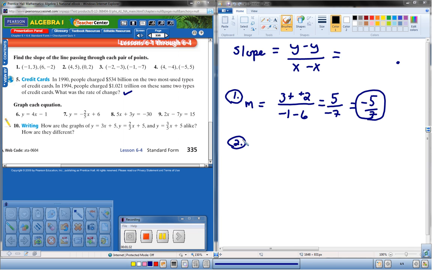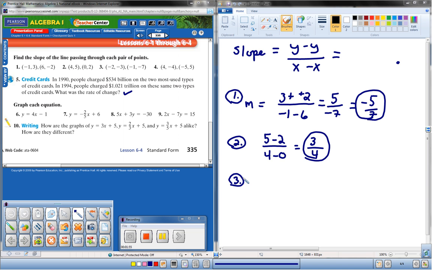Number 2, calculating the slope, difference in the y's, 5 minus 2, over difference in the x's, 4 minus 0. 5 minus 2 is 3. 4 minus 0 is 4. A slope of 3/4 means to go up 3 and over 4.